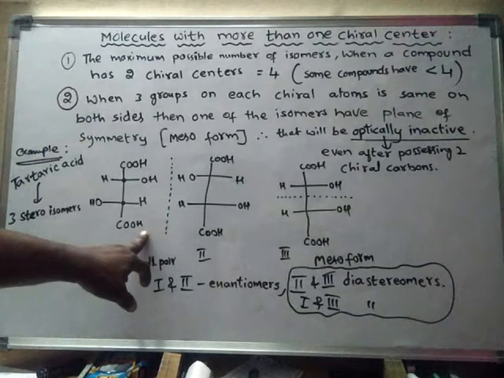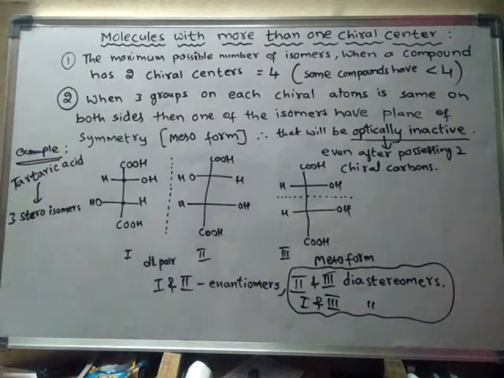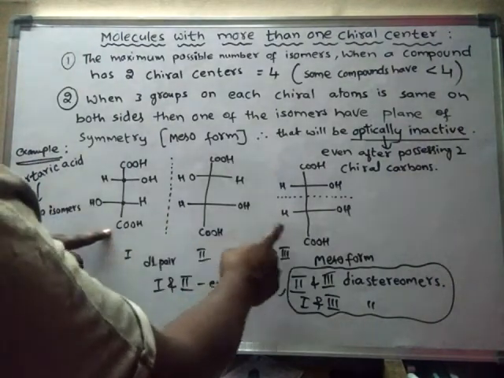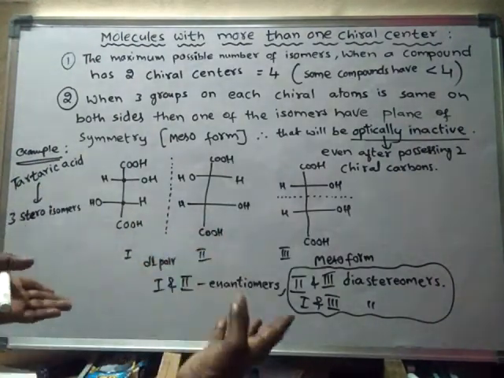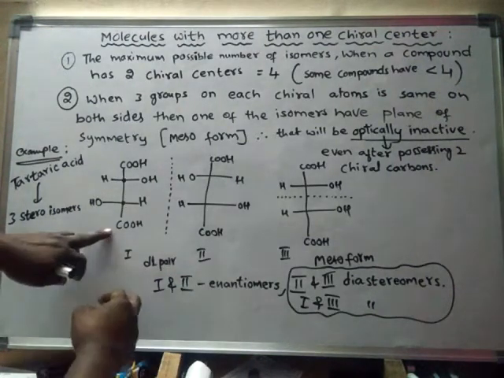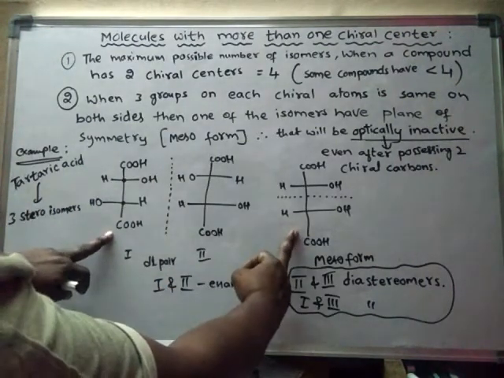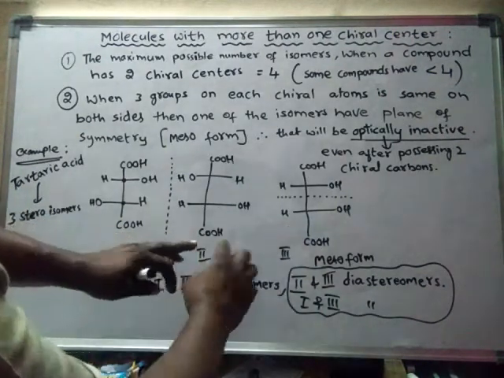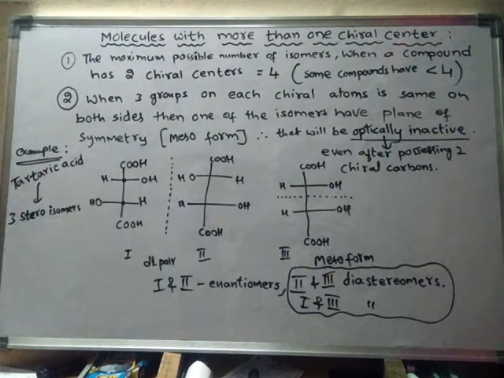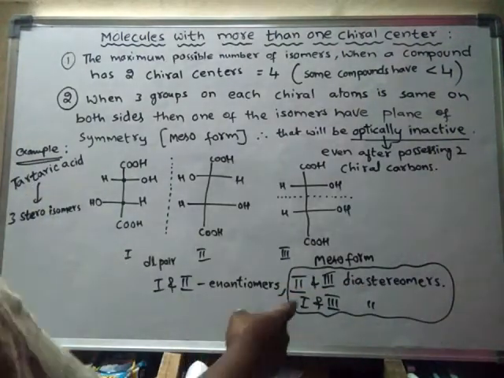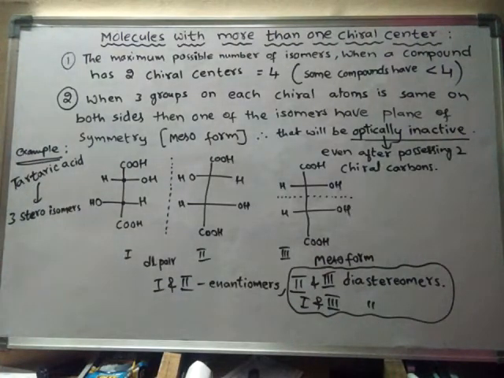non-superimposable mirror images. These two are enantiomers. If you take 1 and 3, these two are not superimposable, and they are not mirror images either. Hence these two are diastereomers. Even 2 and 3 are not superimposable and non-mirror images, hence they are also diastereomers. So 1 and 2 are enantiomers, 2 and 3 are diastereomers, and even 1 and 3 are diastereomers.